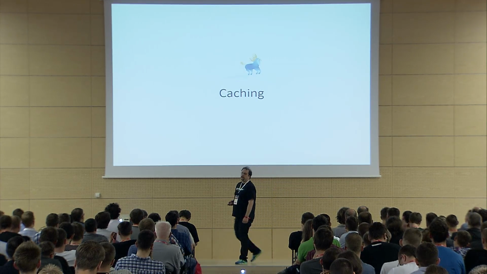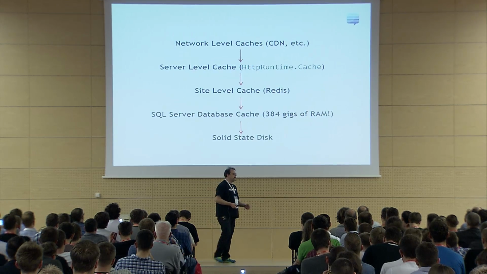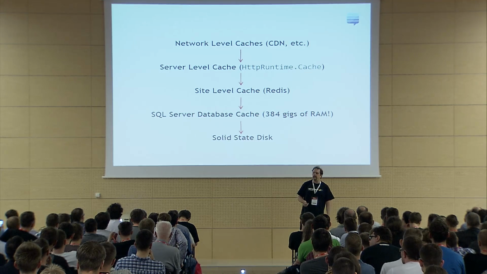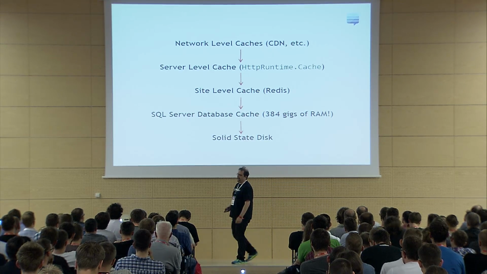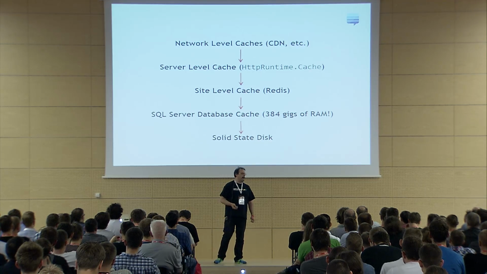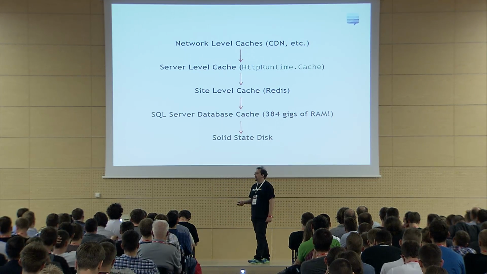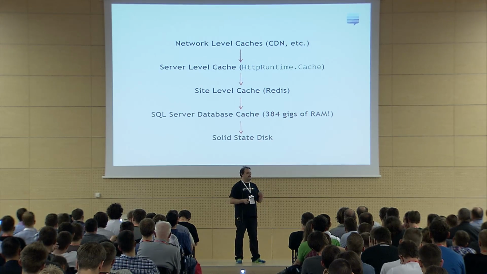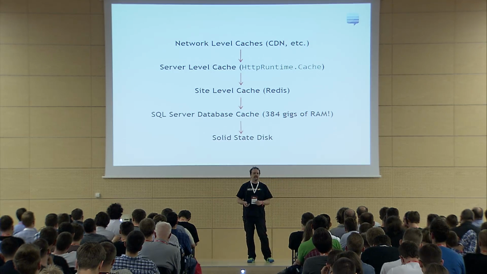Another thing that we do to be really, really fast is we do a lot of caching, obviously. So this is a quick schema about how our caching layers work. We have a network level cache. This is our CDN. We have per server caches. So stuff that is in this cache will be singularly for one instance of, say, a particular site on a particular server.